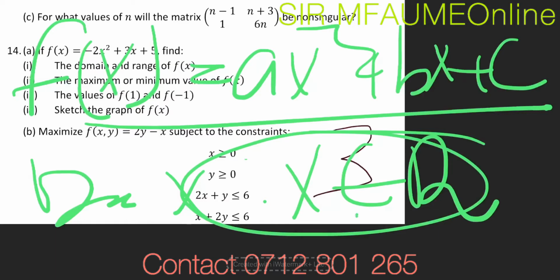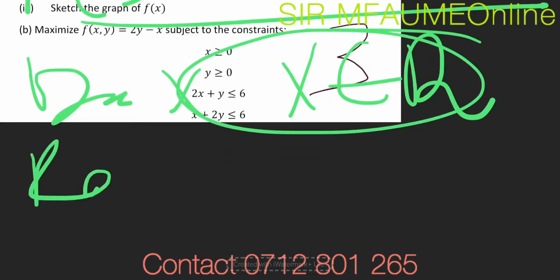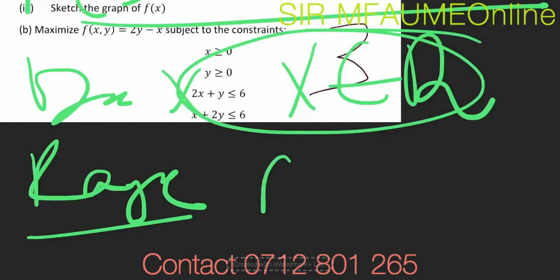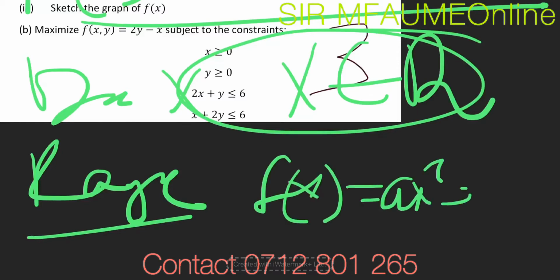Okay, how about the range? The range for a quadratic depends on the nature of the equation, which is written in the form ax squared plus bx plus c. Is it a maximum or minimum value? So the range is divided into two categories. The first category is for the maximum value and the second category is for the minimum value. So you have to understand it.